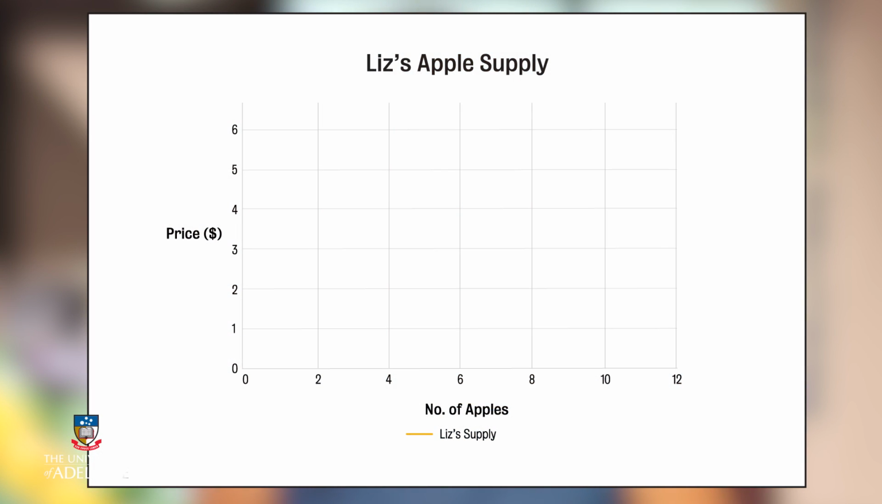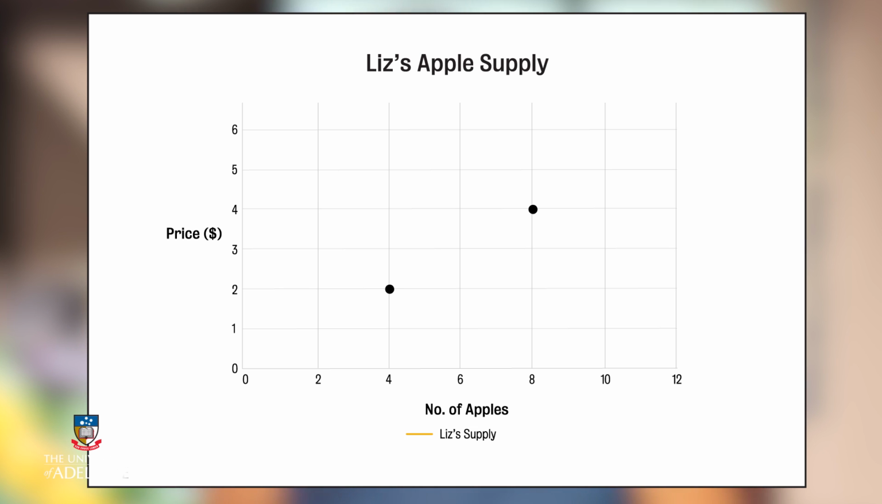The supply curve for an individual business reflects the cost incurred by the business in the production of goods or services. Take a look at this example. Here is the individual supply of apples by farmer Liz. This example illustrates the law of supply and helps you understand how the supply curve is different to the demand curve in that it is upward sloping.